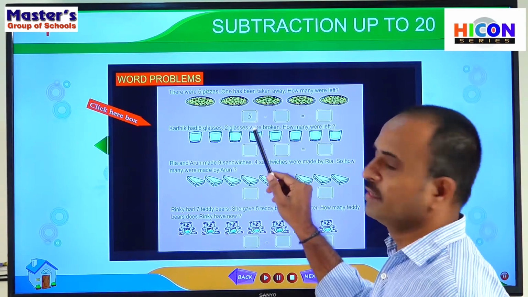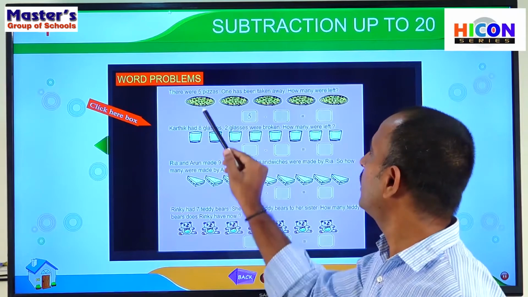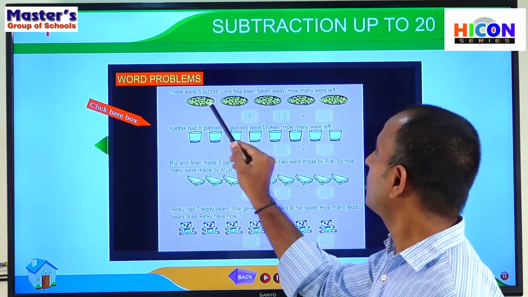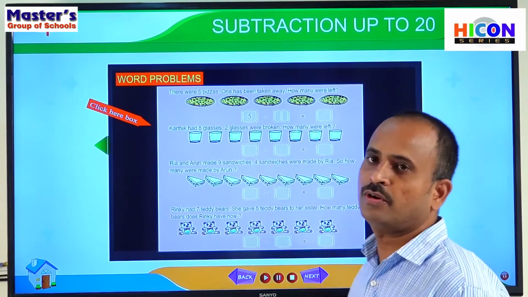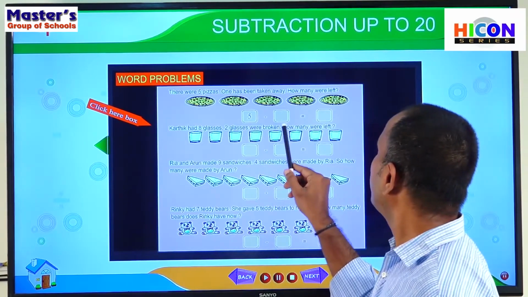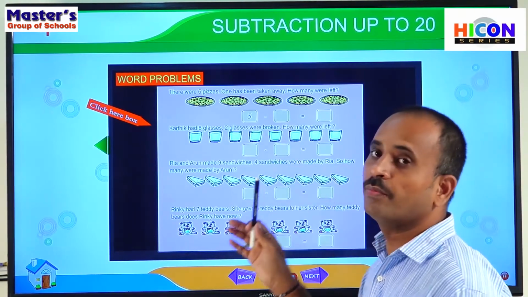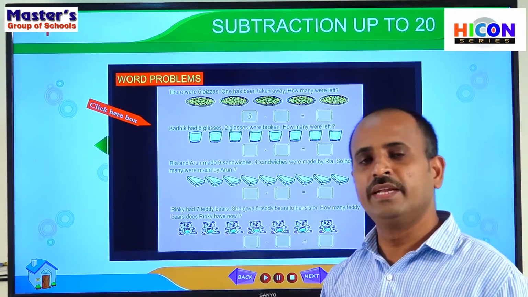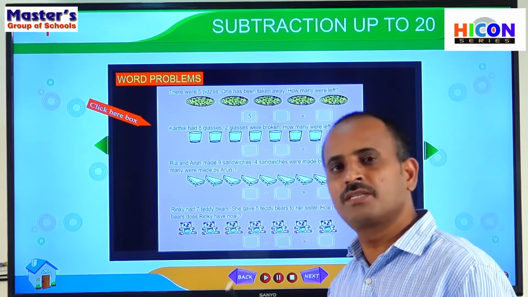So here, in every subtraction, the first number represents the total number of objects given. Here the total number of pizzas given is 5. So write 5 in the first box. Next, what is the second number in this box? The second number represents how many are taken away. So in any subtraction, the second number represents the number of objects taken away.